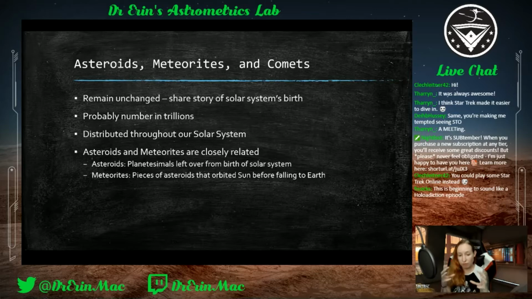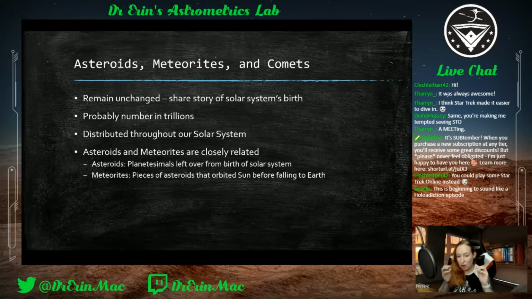Once the star formed, once it started fusing hydrogen into helium, we had this big ball of gas that's fusing hydrogen into helium. It expelled a lot of energy. That sort of cleared out the solar system a little bit. And we were left with our planets, our moons, and various things in between. But asteroids, meteorites, and comets are all kind of what's left behind from that.